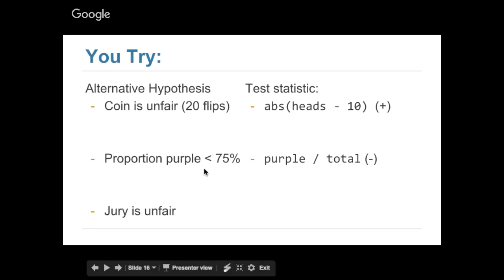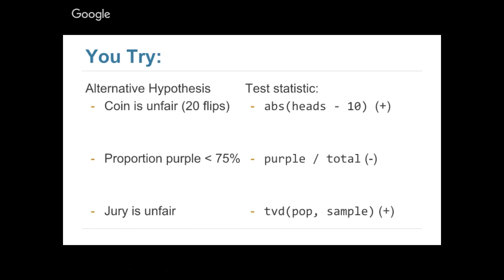Okay, so what about jury is unfair? In this case, I want to use a TVD. Why? Because when I'm looking at jury panels, I'm looking at distributions. In my original population, let's say I had 15% Asian, 10% African American, 10% everything else, whatever. I have the distribution of ethnicities, and I want to compare that to my actual panel's distribution of ethnicity. So I'm comparing two distributions, and whenever I'm comparing two distributions, I usually want to use a TVD.